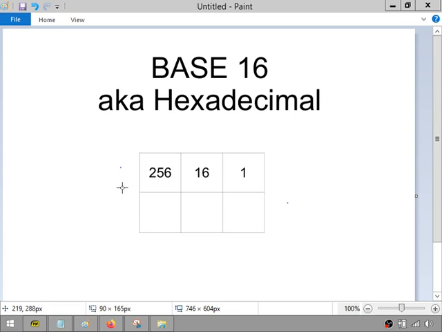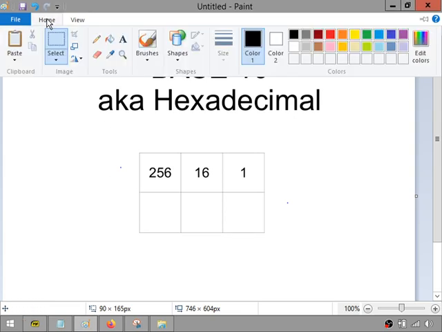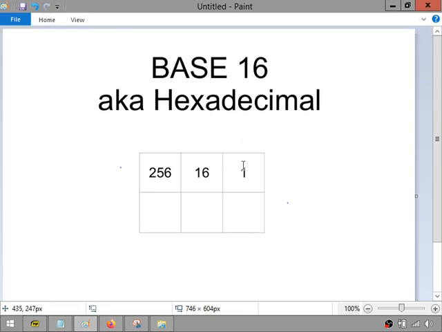Okay, let's get started. Base 16. The reason why it's called base 16 is because these things go up in units of 16. So we times by 16 each time. And if you don't believe me, you can double check that 16 times 16 is 256. The other reason why this is called base 16 is because we can have 16 different digits inside each column.